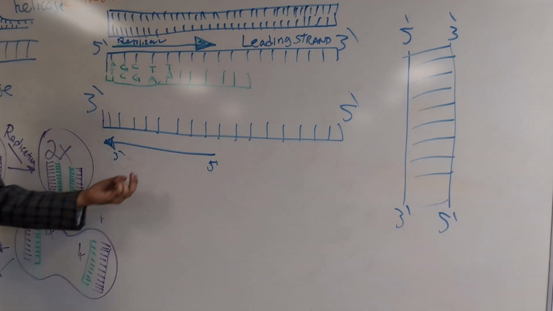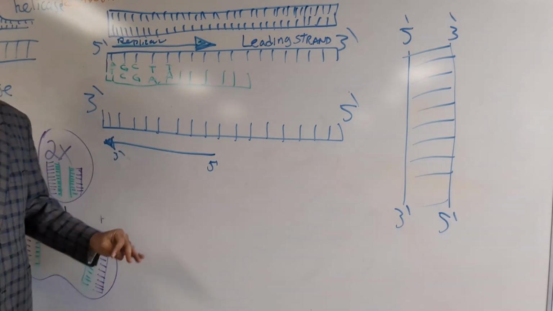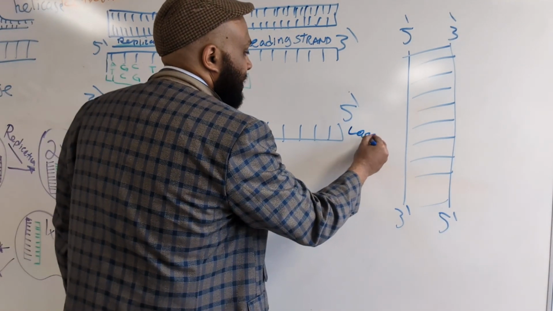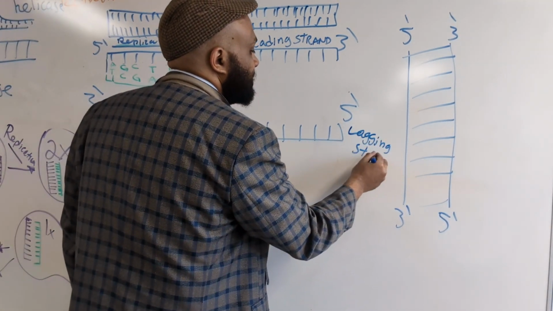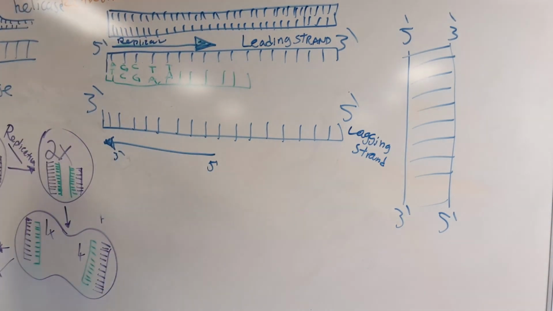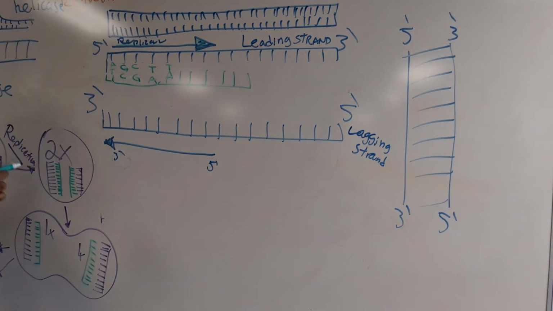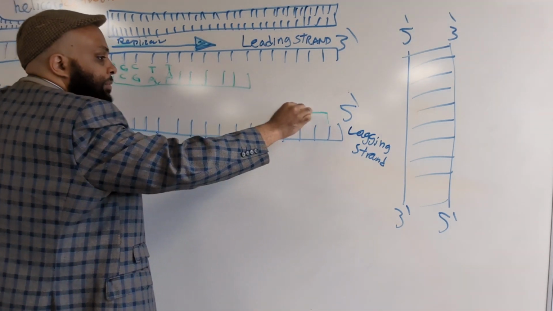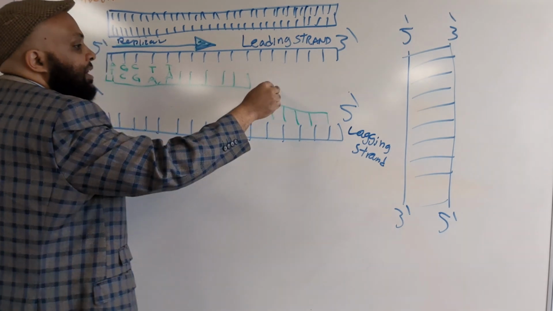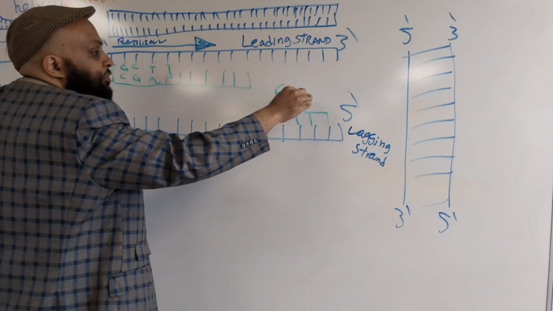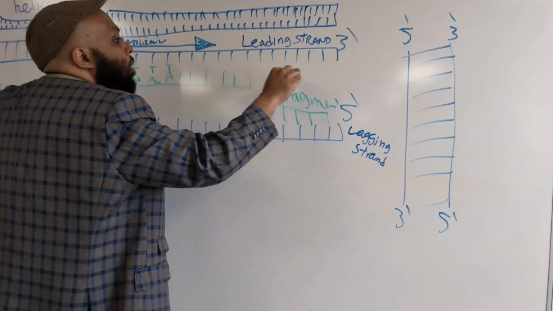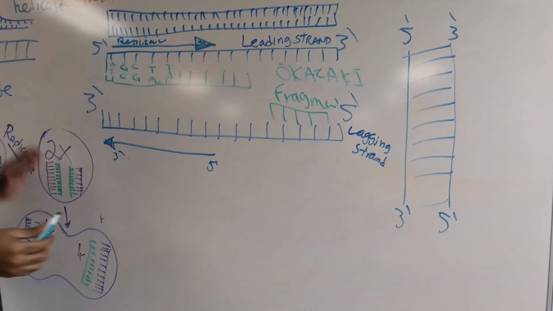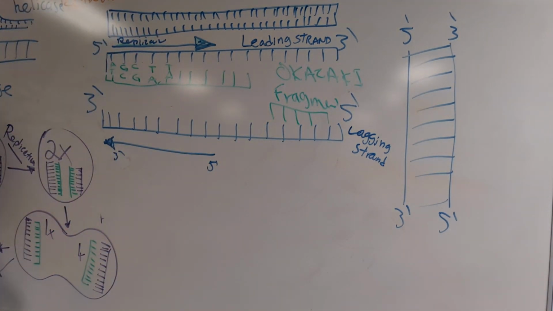The one where you have the reverse, that's going to be the lagging strand. And this lagging strand is very important because it's going to replicate for me, but in cut up segments, in fragments known as Okazaki fragments, named after the Japanese scientists who discovered them.